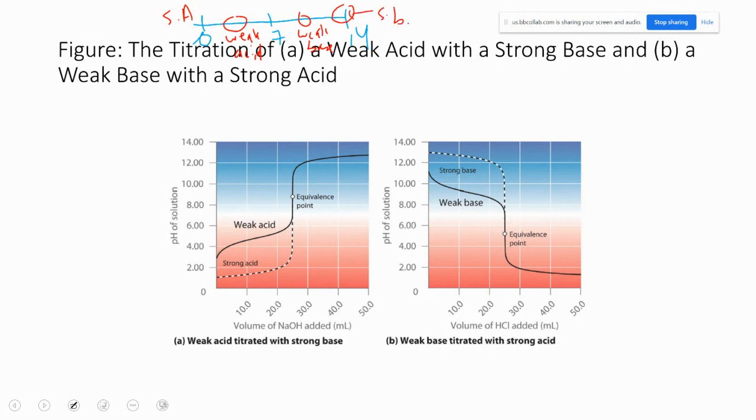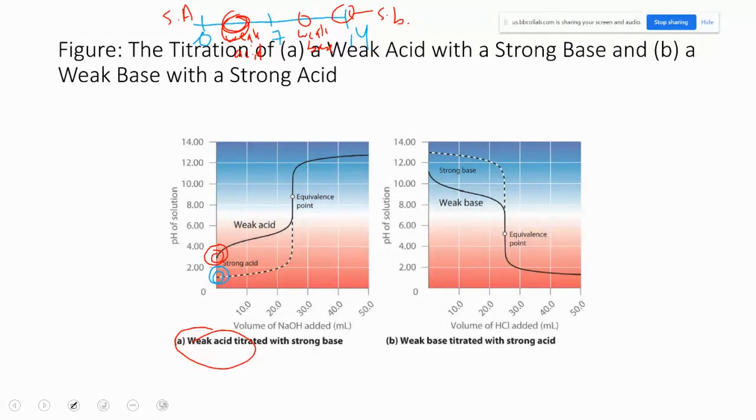Now, these two graphs show you the titration of a weak acid with a strong base, or a weak base with a strong acid. All right, it's the same. The only difference that you might notice, a couple of things. The first thing is, since the weak acid is being titrated, and we said a weak acid has a pH between 0 and 7, that's why you started around 3-ish for the weak acid. For the strong acid, look at the pH. You're starting around a pH of 1.